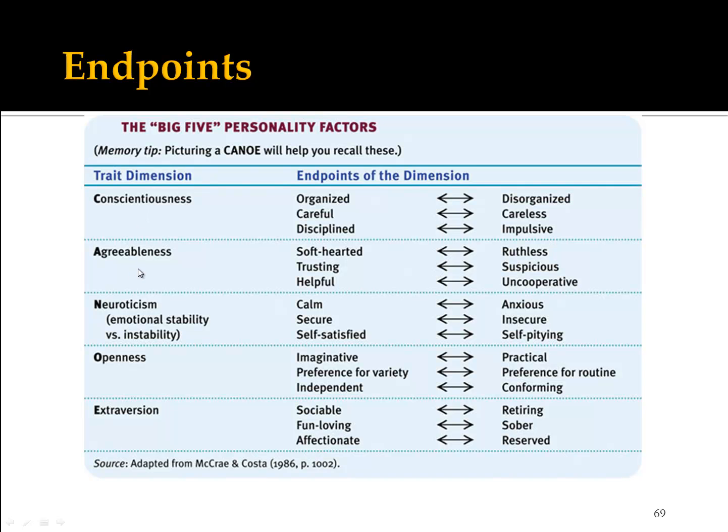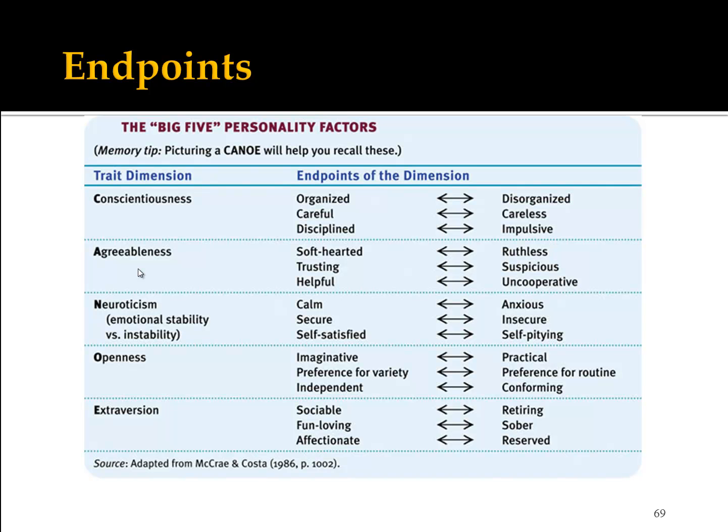And you can come down and look at the various variables here, the 5 factors: agreeableness, soft-heartedness, more or less how we get along with other people. Neuroticism gets into that emotional instability factor that the Eysencks were looking at, where we have calm versus anxious, secure versus insecure, self-satisfied versus self-pitying. Another big 5 factor is openness to new experience: explore the world, try different things out. And so you can see imaginative, preference for variety, independent. These are things that generally characterize somebody who's open.